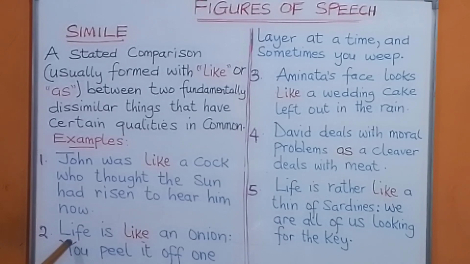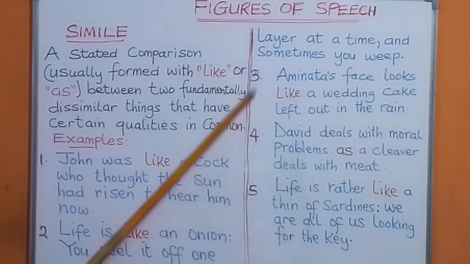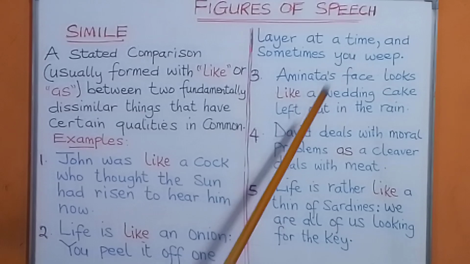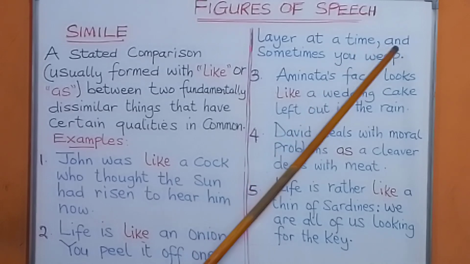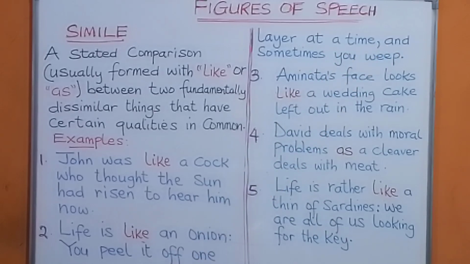Look at number 2. Life is like an onion. Comparing life with an onion, using the word like. You peel it off one layer at a time. And sometimes you weep, sometimes you cry. Let's take that again. Life is like an onion. How? You peel it off one layer at a time, and sometimes you cry, sometimes you weep. That's life.